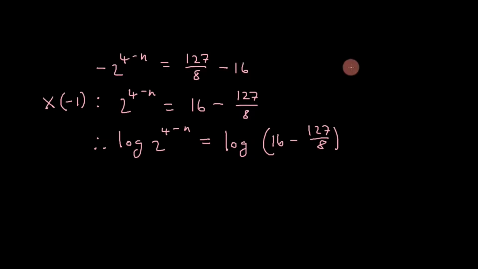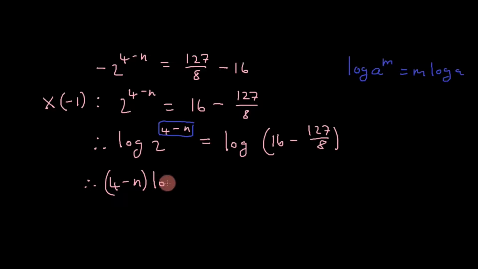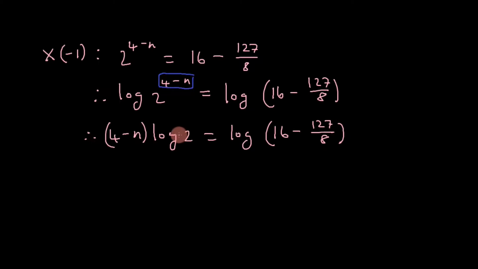And now we use the log rule that says the log of a to the m is m times the log of a. So this power here can be written in front of the log. So hence 4 minus n times the log of 2 equals the log of the right hand side, or equals the right hand side here. And now we can divide log 2 into the right hand side. So 4 minus n equals the right hand side divided by the log of 2.